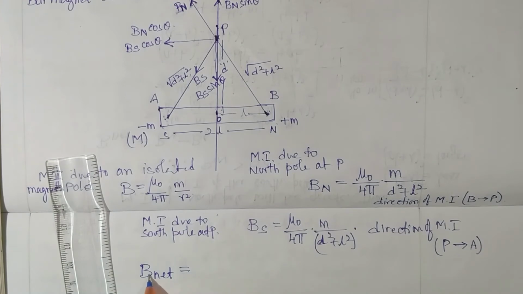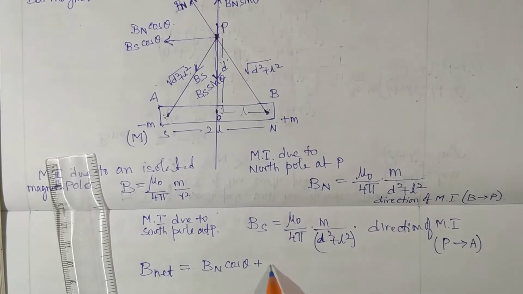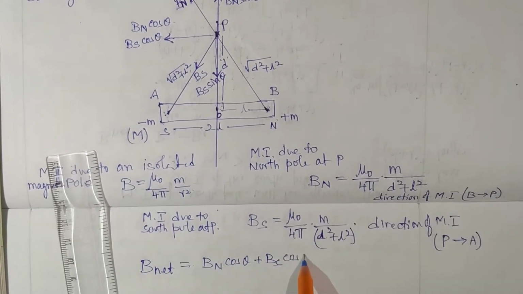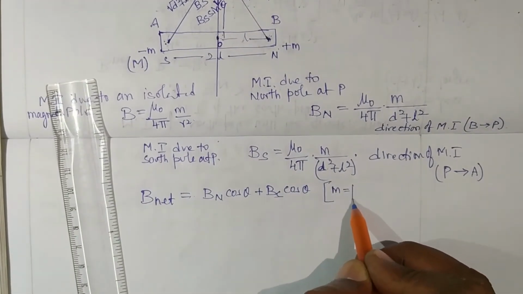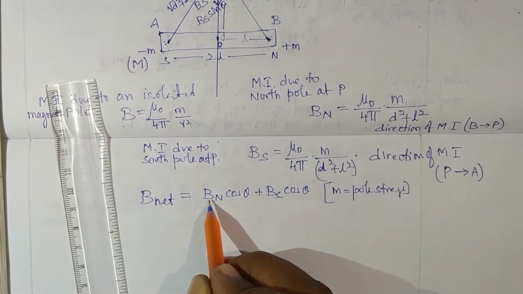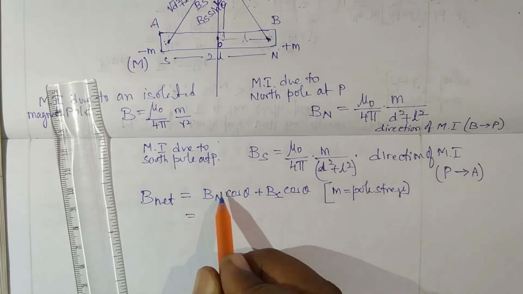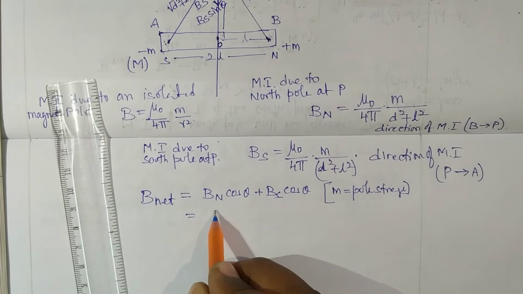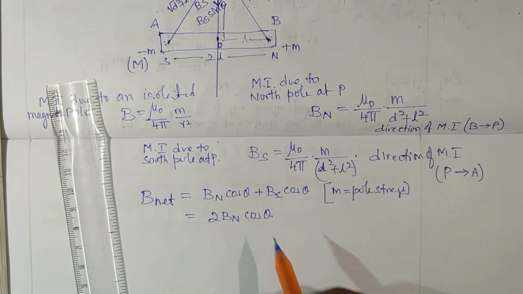So the net magnetic induction at this point is nothing but the sum of the horizontal components. So it is Bn cos theta plus Bs cos theta. Since the pole strengths are the same at both the ends, this magnetic induction also will be the same. Therefore, I will take only one pole, either north or south, and write 2 times Bn cos theta.